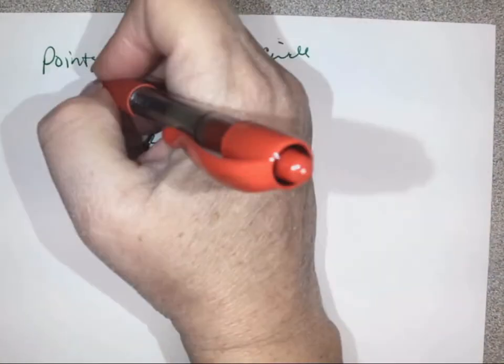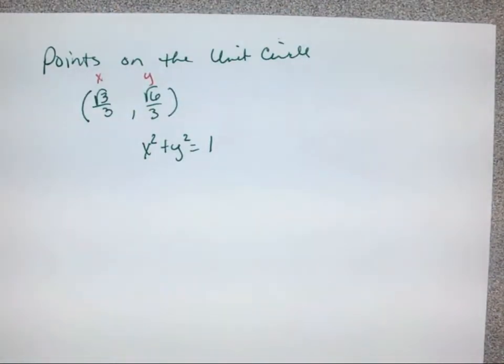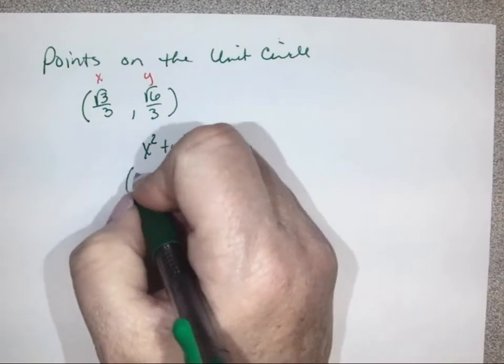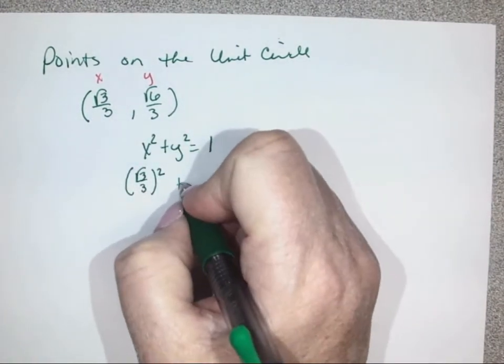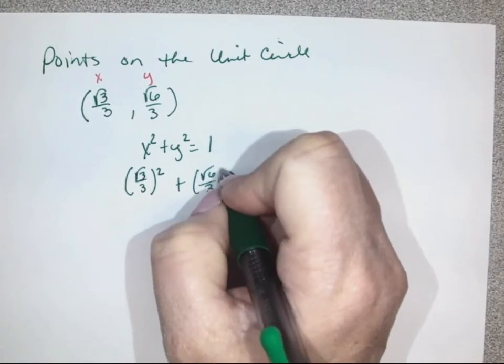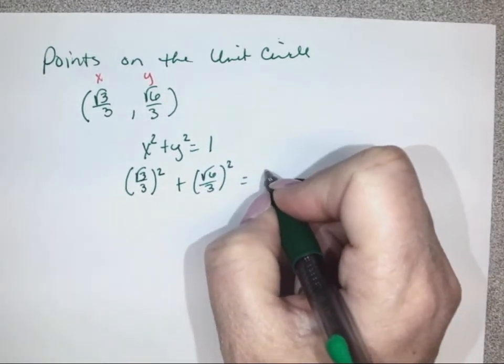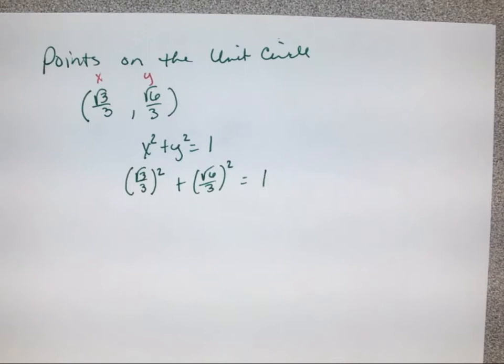So always remember your points are x and y. So we're going to have the square root of 3 over 3 squared plus the square root of 6 over 3 squared. And we want to know if it's equal to 1. If we get a true statement, it's on the unit circle. If it's a false statement, it won't be.